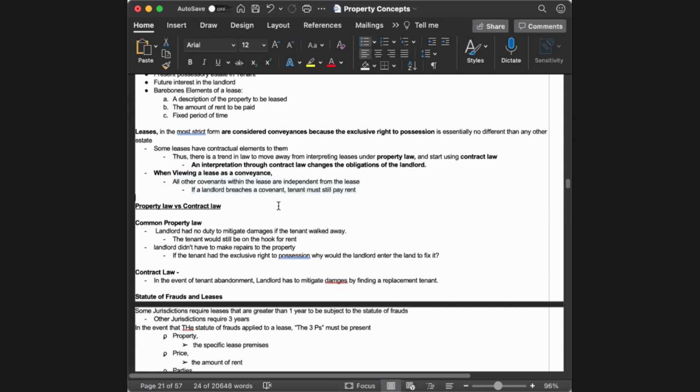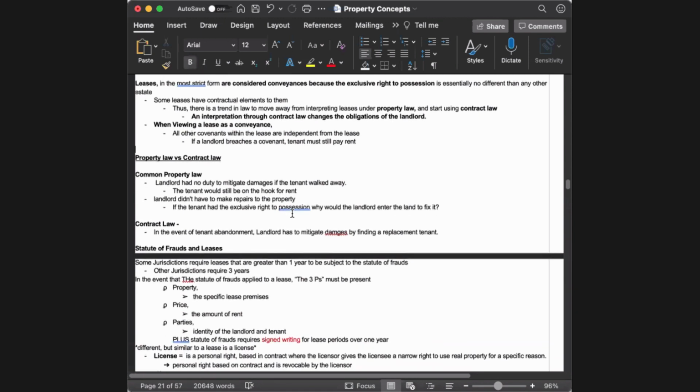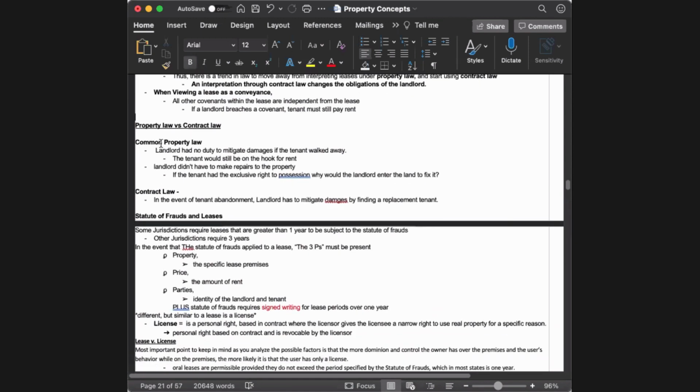Okay, moving down to contract law versus property law. This is common property law. So the landlord has no duty to mitigate damages if the tenant walked away. Sorry, as an aside, this is not applicable in all jurisdictions. There are some jurisdictions that have essentially written laws out of this. So this isn't always true, and you need to be aware of what jurisdiction you're in. But the common law is that a landlord has no duty to mitigate damages if the tenant walks away from the property or walks away from the lease.